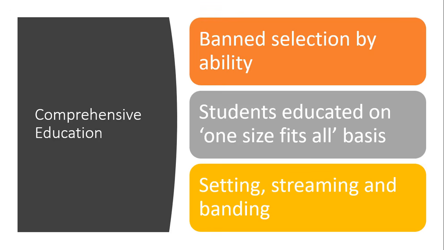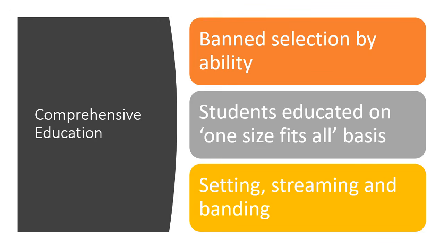In the 1960s, comprehensive schools came to replace the tripartite system throughout most of the country. Comprehensives were based upon equality of opportunity and equality of access, with selection by ability being banned and schools taking in students from their local areas. These new schools did, however, have internal selection policies such as setting, streaming and banding, and thus did not always result in equality of outcome for students.